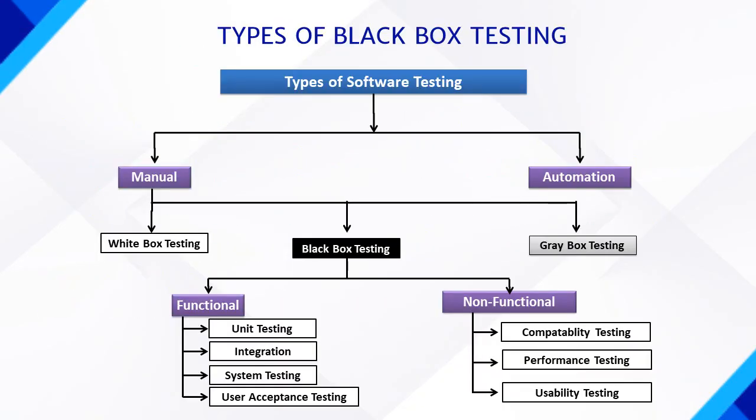Black box testing is divided into two types, functional and non-functional. Functional testing is divided into four types: unit testing, integration testing, system testing, and user acceptance testing. Non-functional testing is divided into three types: compatibility testing, performance testing, and usability testing.